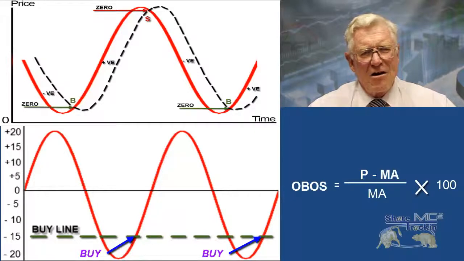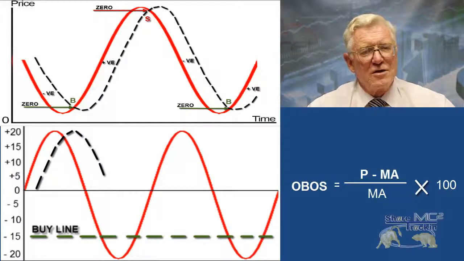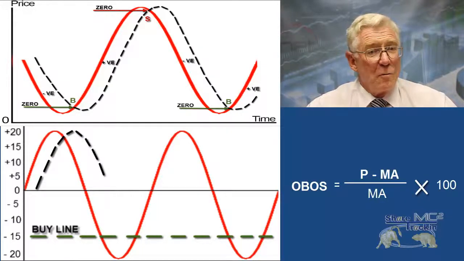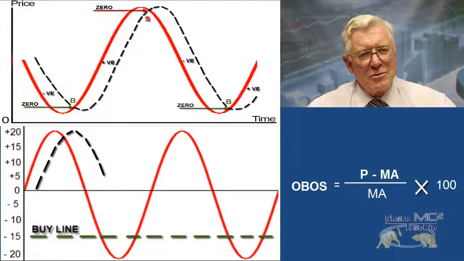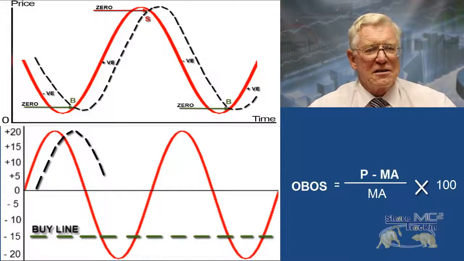Having said that, there are some things you can do with an overbought oversold that will give you very good sell signals. The first thing you could do is to put on a 20-day moving average of the overbought oversold. In other words, you add up 20 overbought oversolds and divide by 20. And that, of course, will give you a classical moving average sell signal here.